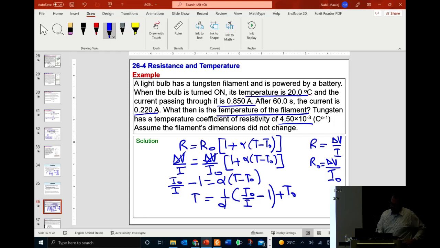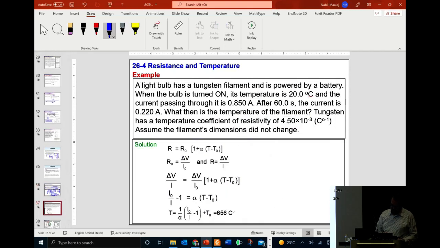If I want to calculate that in degrees centigrade, I can do that, or in kelvins. So let me use degrees centigrade. This is going to be 1 over alpha, which is 1 over 4.5 times 10 to the minus 3, times (I0, which is 0.85, divided by I, which is 0.22, minus 1), plus 20 degrees centigrade. When you do that, you find that the temperature is 656 degrees centigrade. If you're asked for Kelvin, you can convert that by adding 273 to get the degrees in Kelvin.